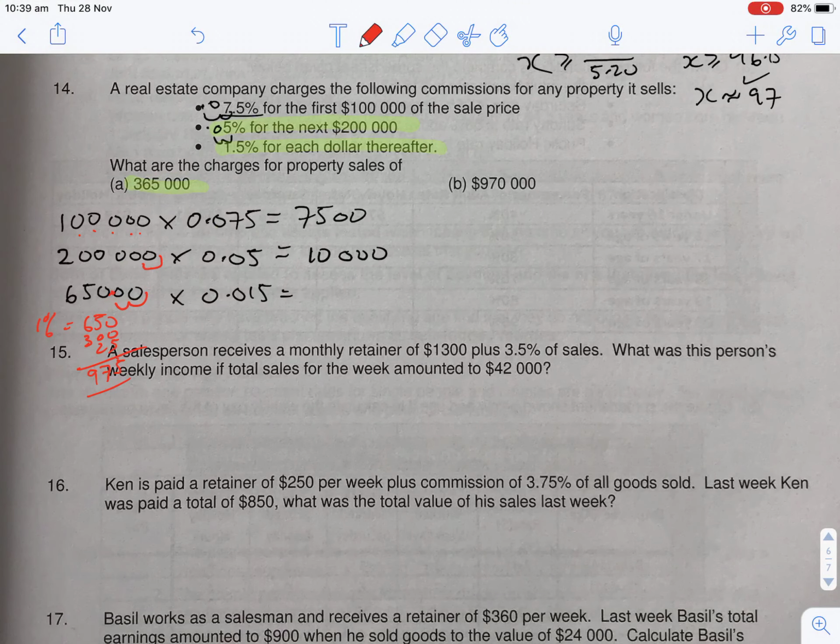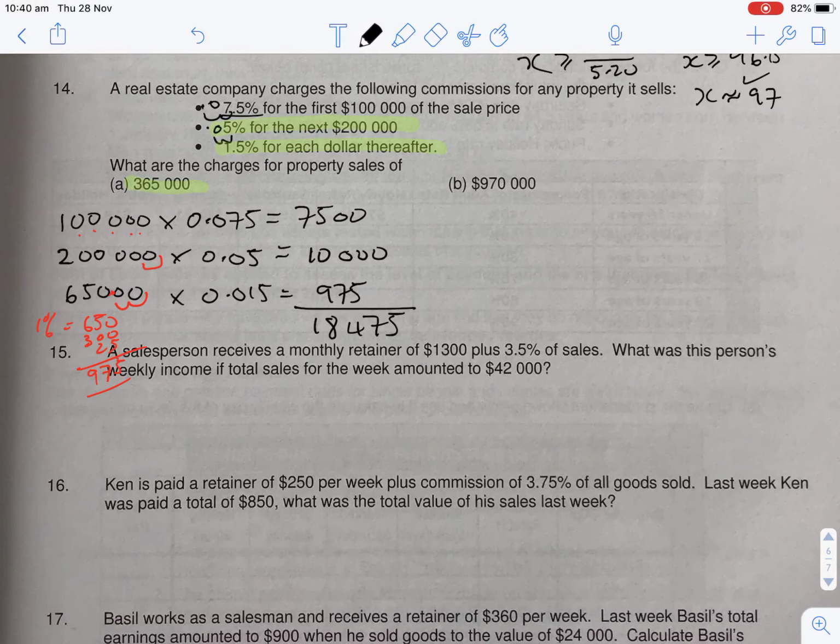So 975 would be the amount of money that I'd get in that bracket. So I'd pop that in. And then don't forget to add them up. Don't forget to finish your question. So then I'm just going to add those 3 numbers up, and that would give me a total of 18,475.